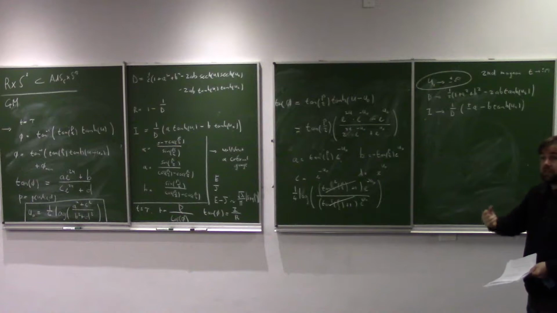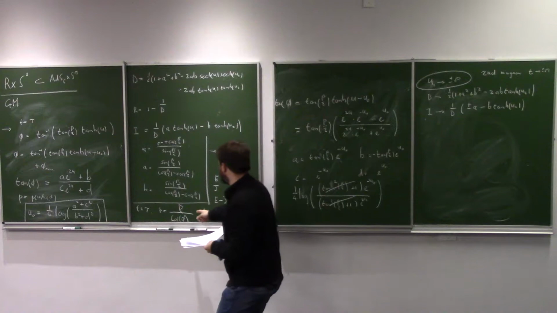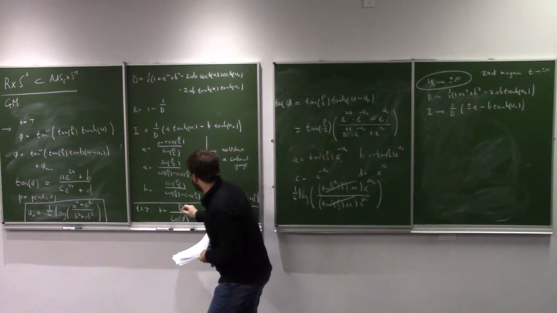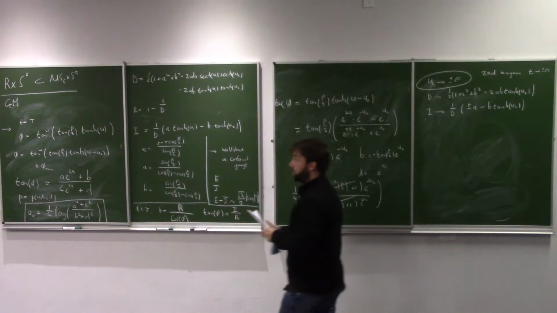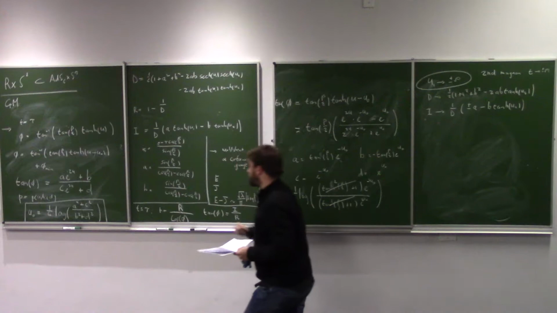Yes? Sorry, what's the numerator for R? Numerator for R. So that should be 1 minus 1 over D. Oh, yeah, so this is big R. Sorry, thank you. So that's big R, that's this expression over here, 1 minus 1 over D. But we're actually not going to focus on R here at all. This is just a function of phi.